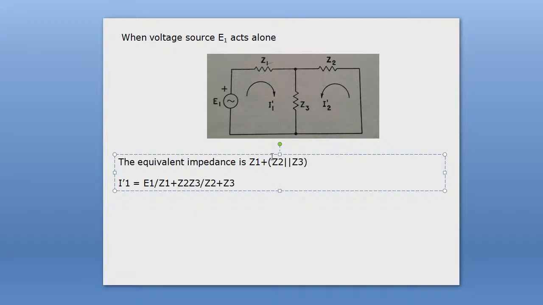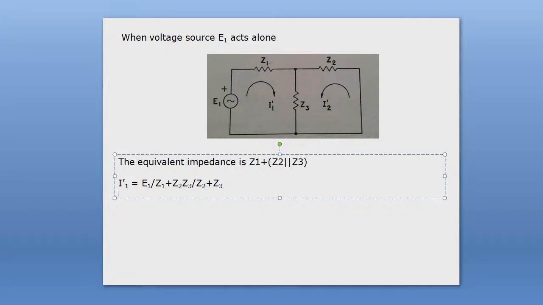Okay, everyone, see that I1 dash current is nothing but the ratio of the supply voltage E1 and the equivalent impedance of Z1, Z2 and Z3. So everyone please write the expression of I1 dash or I1 prime for this network. Now you calculate the expression for I2 dash using KVL.